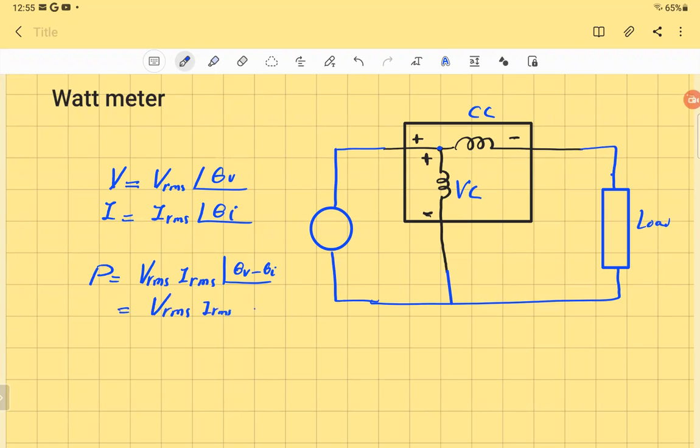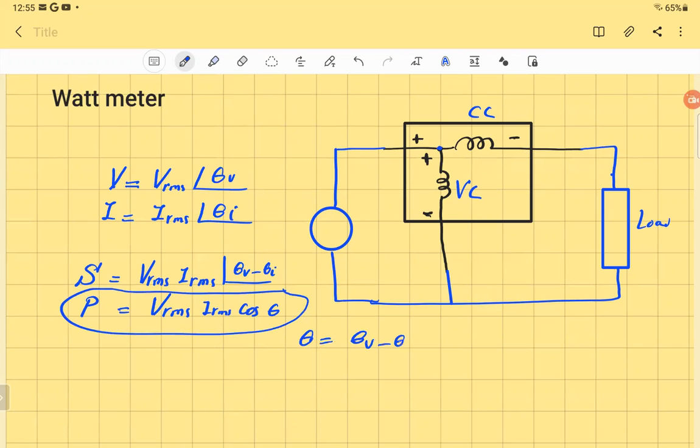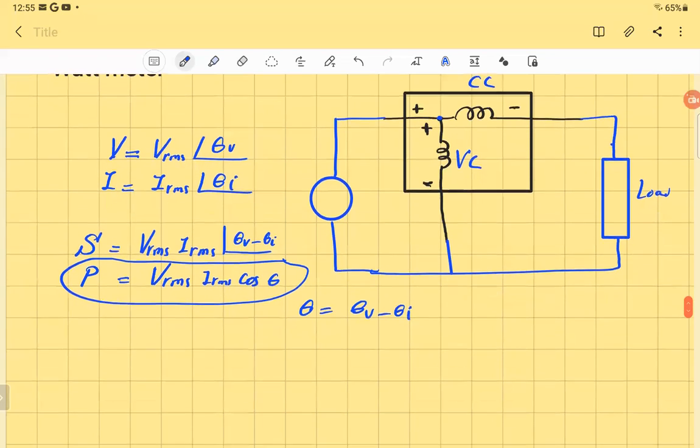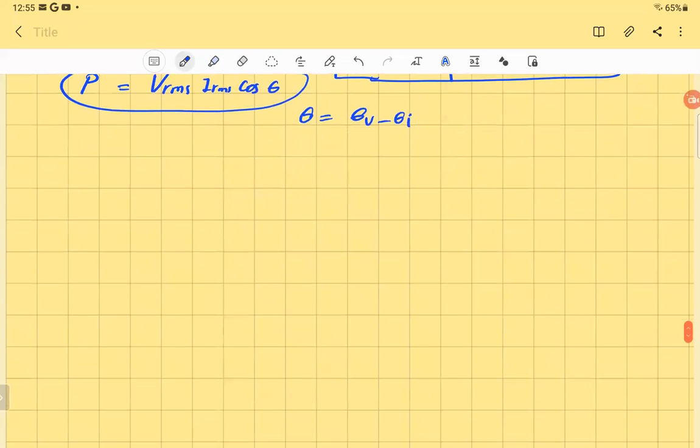Let me just make this clear. That's not only the part, that's S. So if you want to find the real part, it will be cosine theta. And theta is equal to theta V minus theta I. So that's the part that is going to be measured by the wattmeter. When you have a three-phase system, you use three. That's the old method.